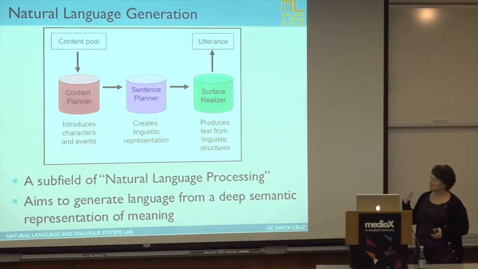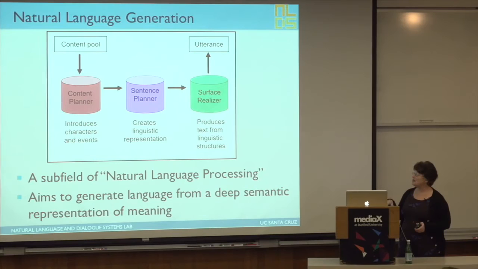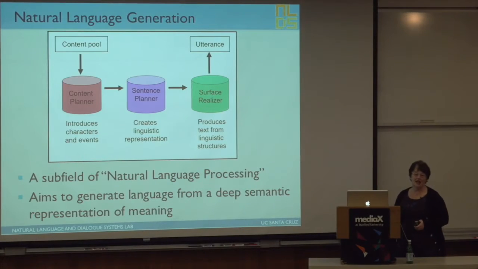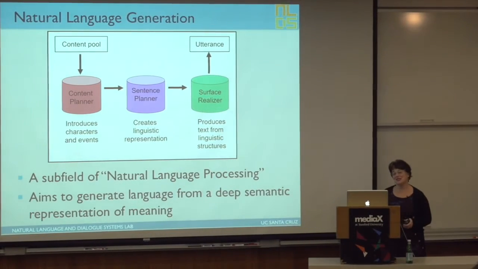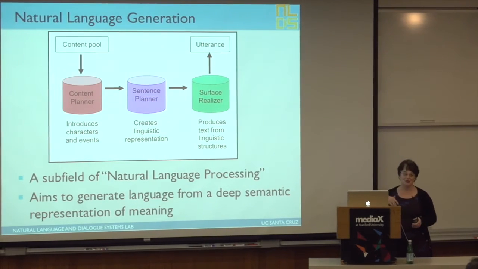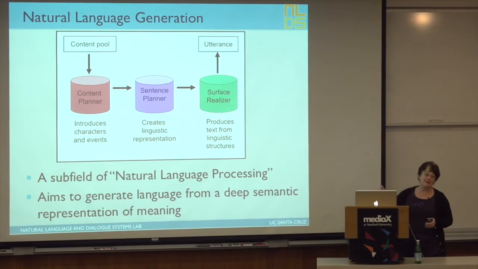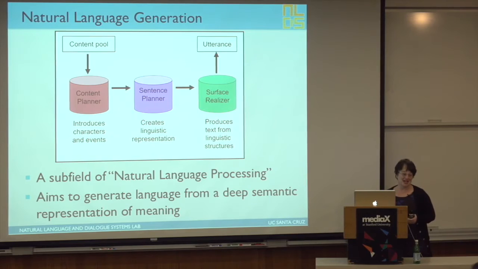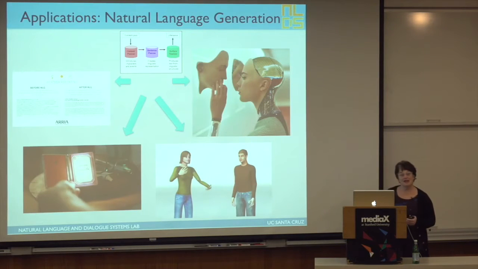Natural language generation is a subfield of natural language processing, and it aims to generate language from a deep semantic representation of meaning. What they say about the difference between natural language processing and natural language generation is that natural language processing is trying to count from 1 to infinity, but natural language generation is trying to count from infinity back to 1. So there are a lot of things about it that actually make it more challenging in many different ways than just the processing of the text. And there are lots of different applications of this.